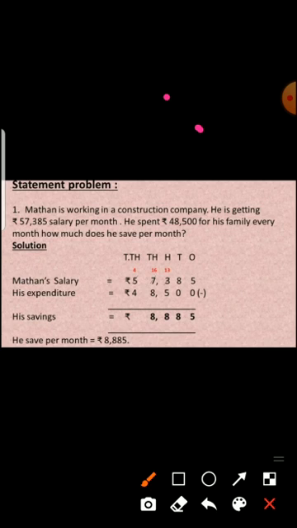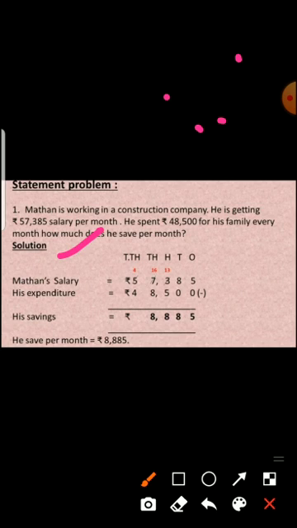So what is the question? If the salary of Madan is 57,385 and he spent 48,500 each month for his family, then how much will he save per month? So to find his savings, we have to subtract. We have to subtract the expenditure of Madan from his salary amount. Here we can write the statement in the solution.